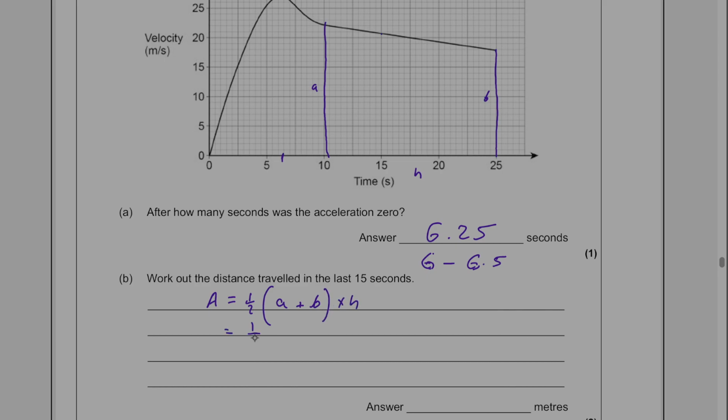So that's going to be a half of, A is looking like 22, B is looking like 15, 16, 17, 18, and then we want to times that by 15. Right, so we're after a half of 40 times 15. That's 20 times 15, which is going to give us 300. So 300 meters.